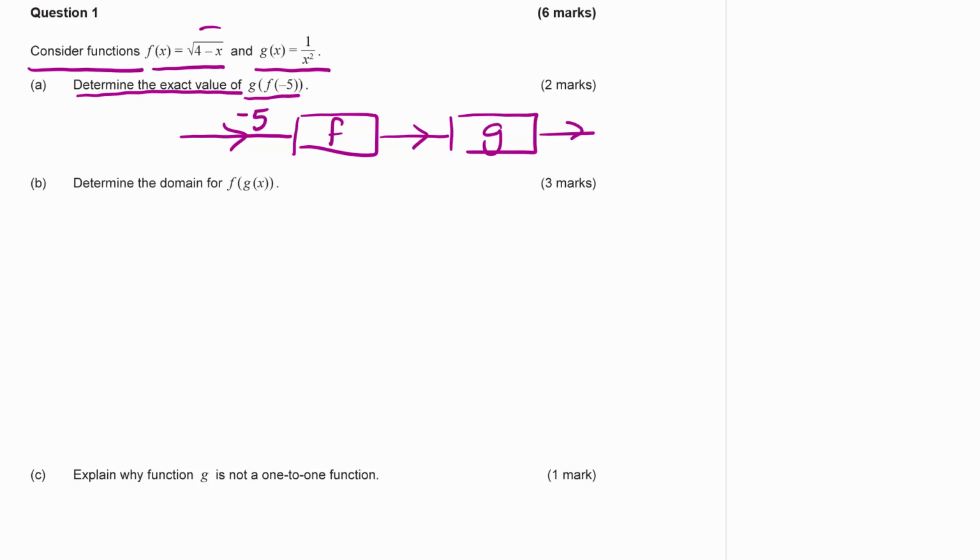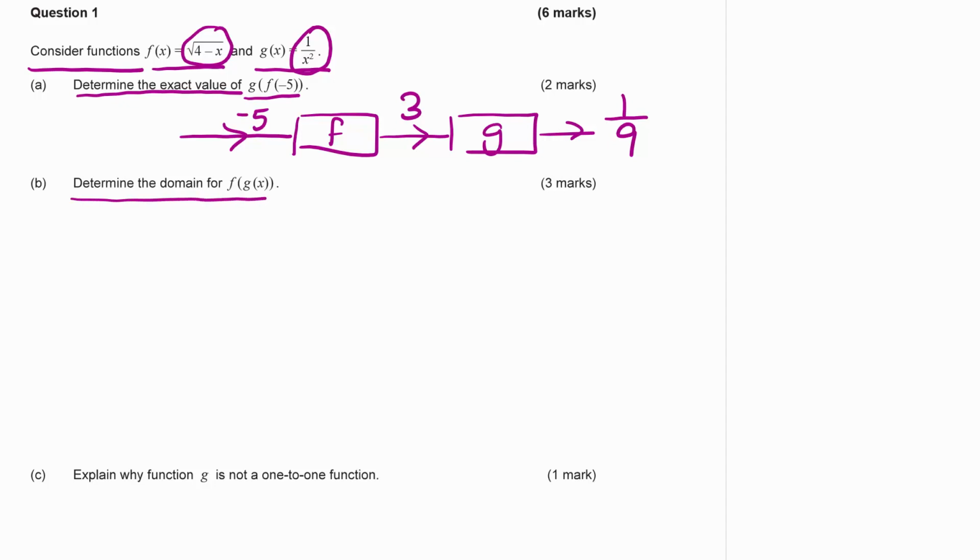So if negative 5 goes into f, we have 4 take away negative 5 under the square root. So that's 4 plus 5, which is 9. So the square root of 9 is 3, so 3 comes out here. That then goes into g, which is 1 over x squared. 1 over 3 squared is 1/9.